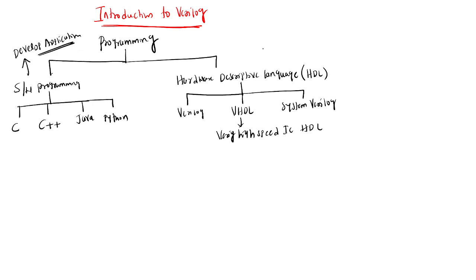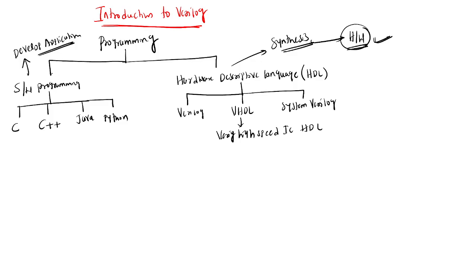Hardware descriptive language means there is a term called synthesis. By using this hardware descriptive language, we are describing digital circuits, combinational and sequential circuits, which you already studied. You are describing the hardware in textual format, and we can convert your program into hardware. That is the main difference between a software language and a hardware descriptive language.